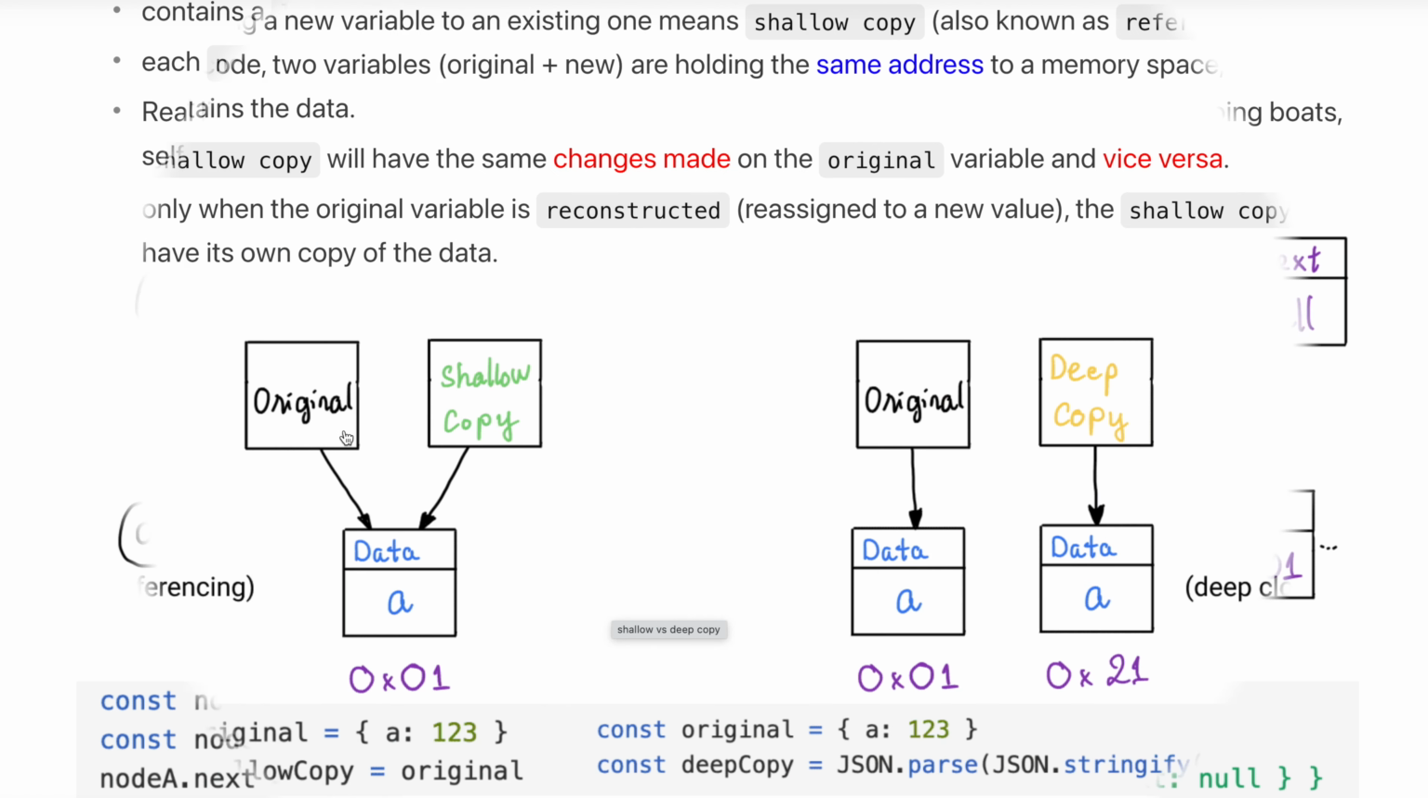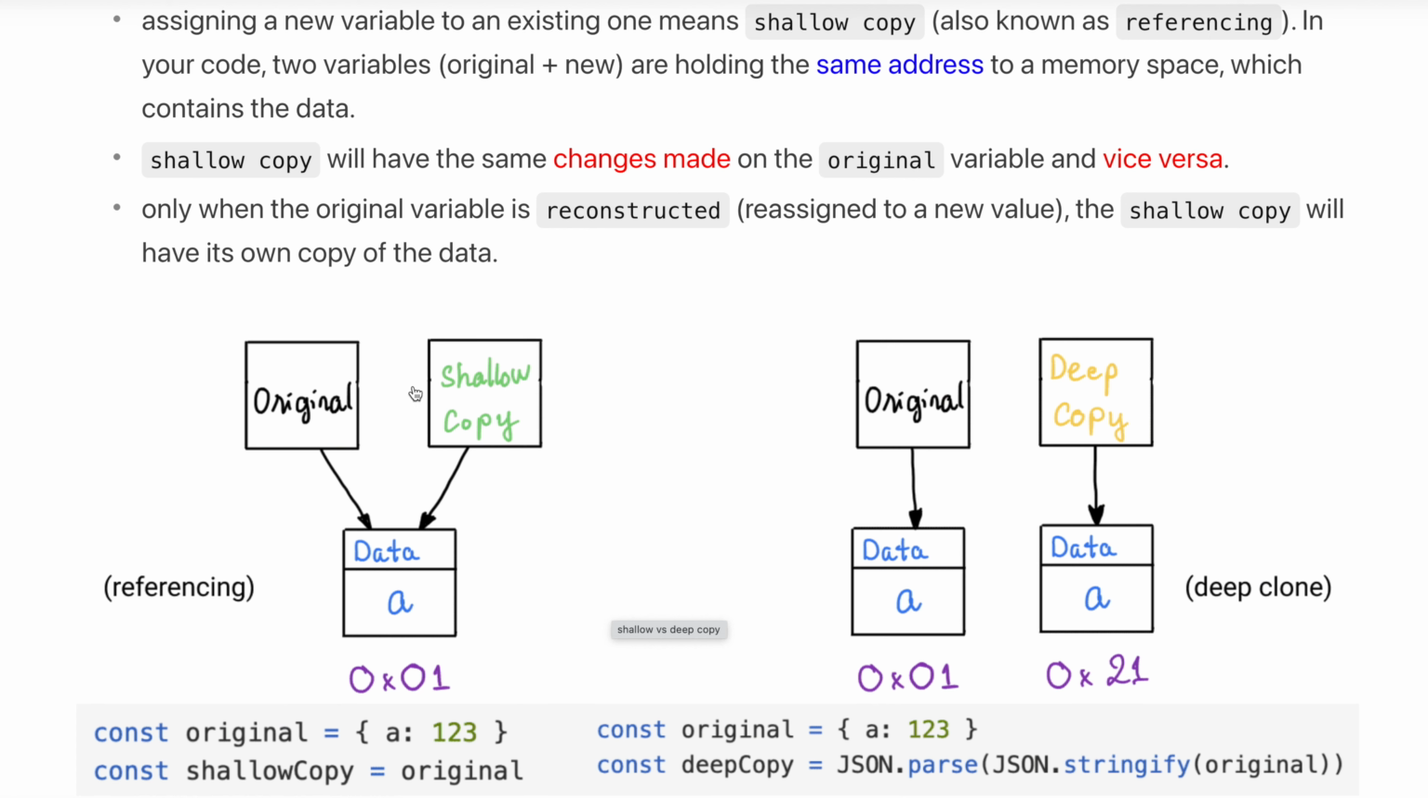Going back to our shallow copy, we have a case when the original variable is reconstructed or reassigned to a totally new value. The shallow copy will then have its own copy of the data. We will see an example of this in a minute.